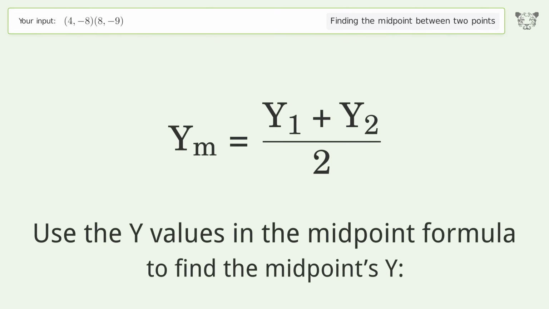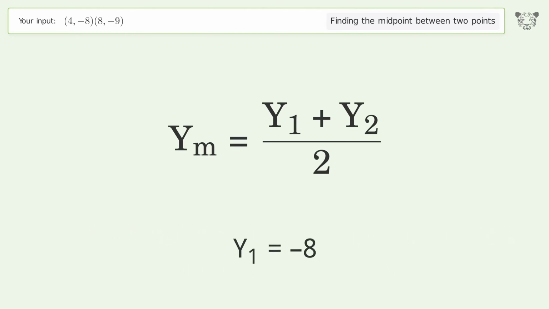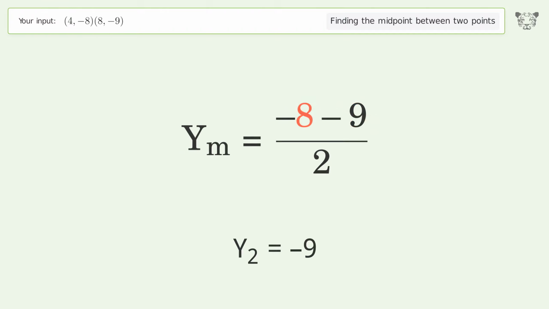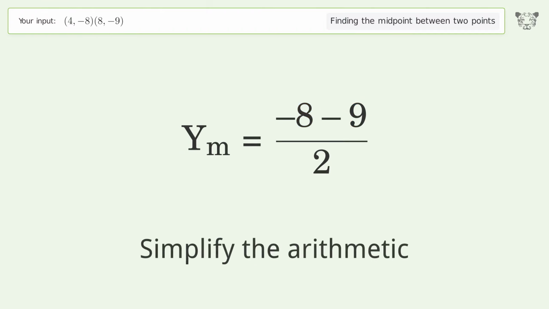Use the y values in the midpoint formula to find the midpoint's y. y1 equals -8. y2 equals -9. Simplify the arithmetic.